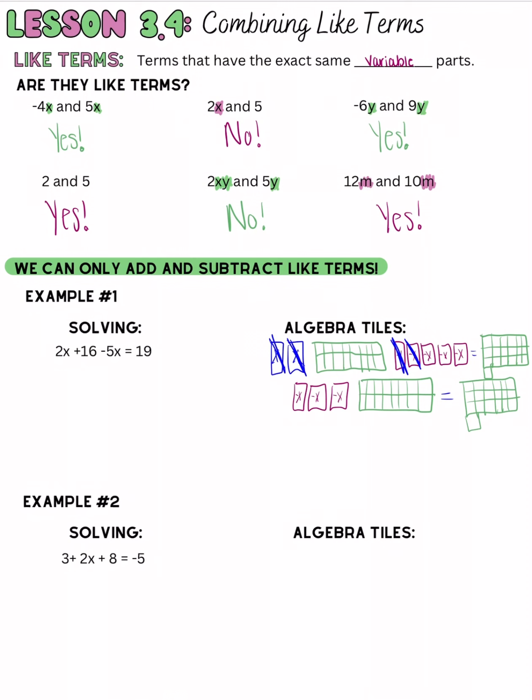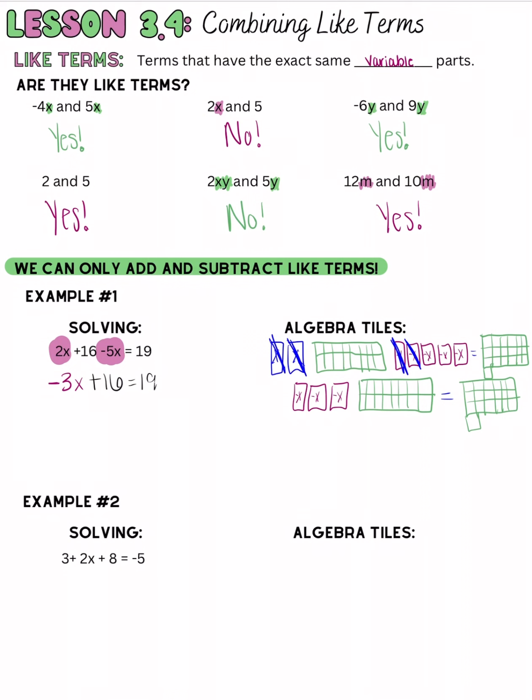Okay, so that is the first step. Essentially what I'm doing is saying, okay, 2x and negative 5x are like terms, and they are on the same side of the equal sign, so I'm just going to combine them. So 2x minus 5x is negative 3x plus 16 equals 19. Okay, and now we're back to a two-step equation.